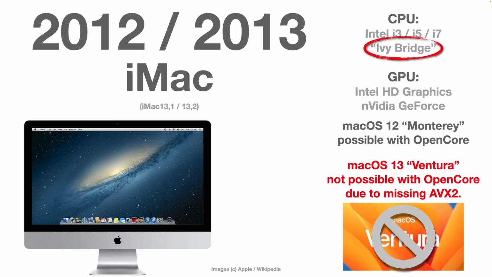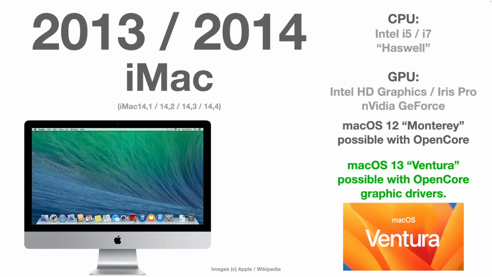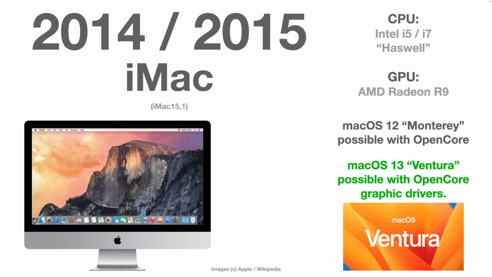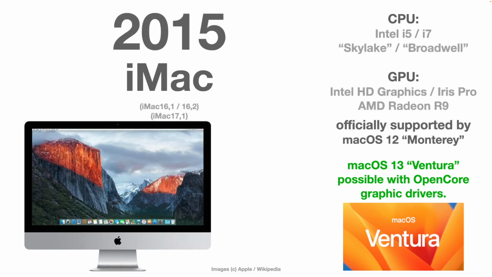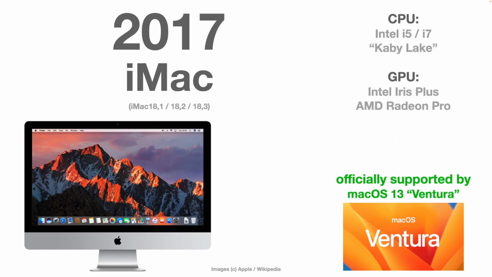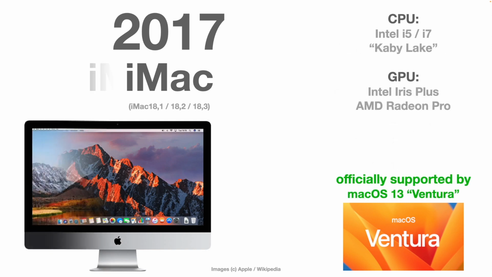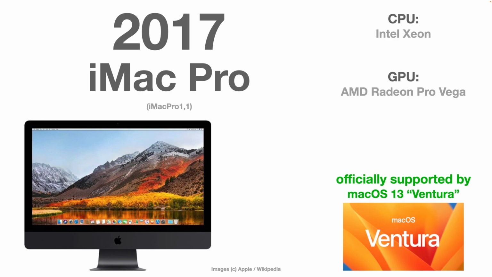The iMac 13 from 2012 and 2013 is the big loser here in the iMac section, because this CPU will be too old for macOS Ventura. The newer ones though have a good chance because their hardware is new enough. The iMac 2017 and the iMac Pro from 2017 are the oldest iMacs that are officially supported by Apple for macOS 13 Ventura.